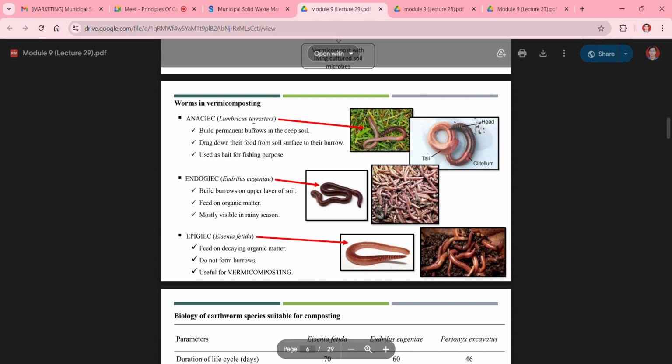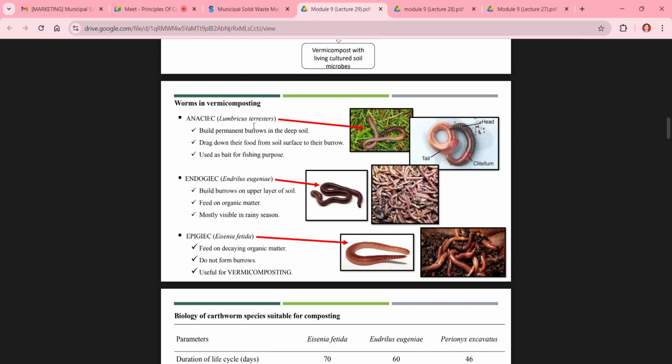Then there are some different types of worms which are generally used during these vermicomposting processes. Then it builds permanent burrows in the deep soil.